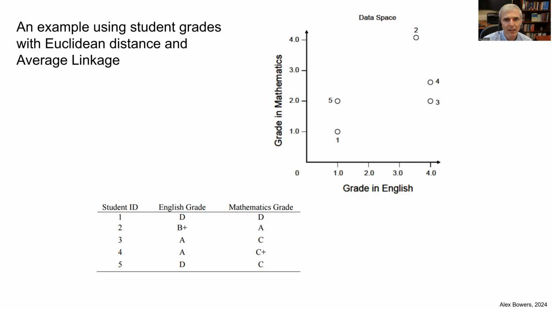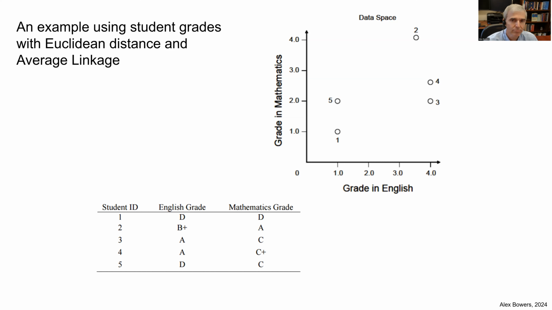So let's talk through an example. This is from Romesburg, the 1984 book. I'm just going to show an example using student grades with Euclidean distance and average linkage, just to walk you through what the math looks like, arithmetic really, and what it looks like in 2 dimensions. So here at the bottom, we've got 5 students with student IDs 1, 2, 3, 4, 5, and each of them has a grade in English and in mathematics. We want to cluster these students together using hierarchical cluster analysis, with Euclidean distance and average linkage, to see what patterns we have.